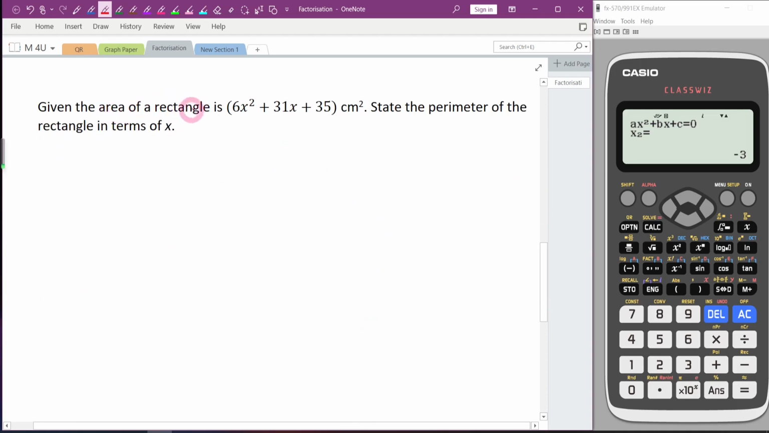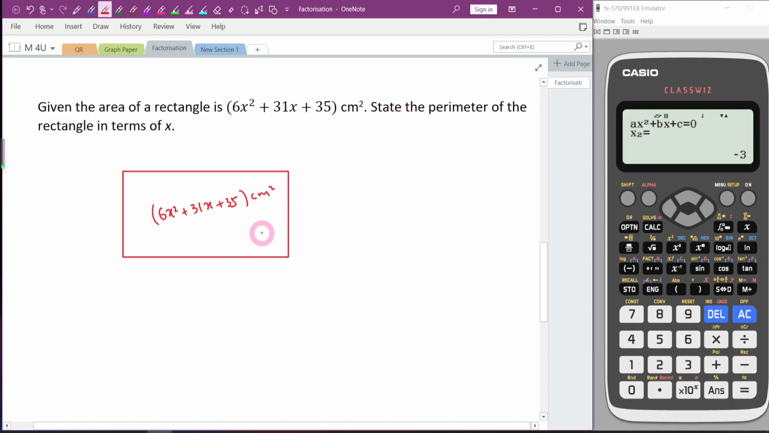Given the area of a rectangle is equal to this, state the perimeter of the rectangle in terms of x. Let me just simply sketch a diagram for you. The area of this rectangle is equal to 6x squared plus 31x plus 35, right? This is given by the quotient. The question asks us to find the perimeter of this rectangle in terms of x.